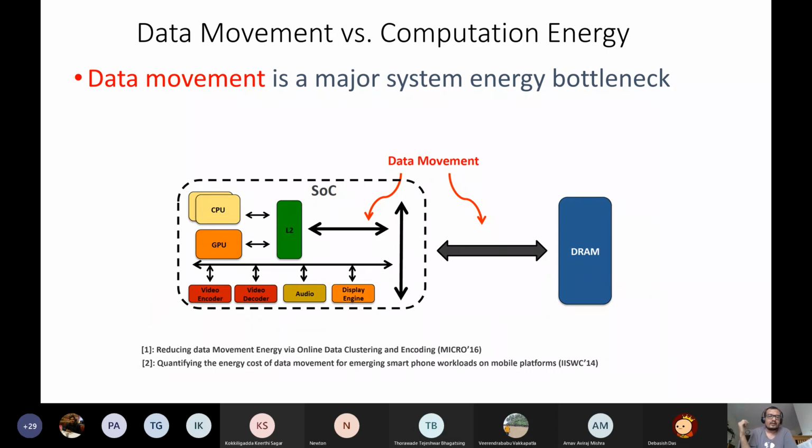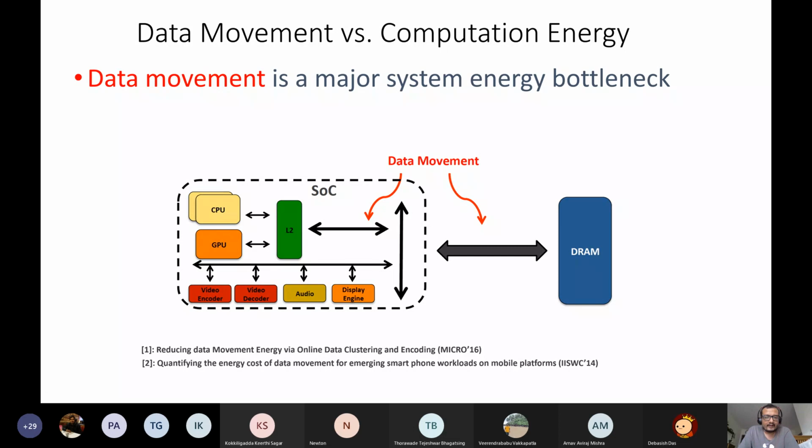So again, this is for a mobile device. You can find it in your mobile phone. If you have a smartphone, you'll find multiple CPUs, GPUs, cache hierarchies, other small IPs, your display, video encoder, decoder, audio, maybe camera, and so on. And finally, you go to DRAM, because that's how it's designed, right? For anything, you have to go to DRAM.